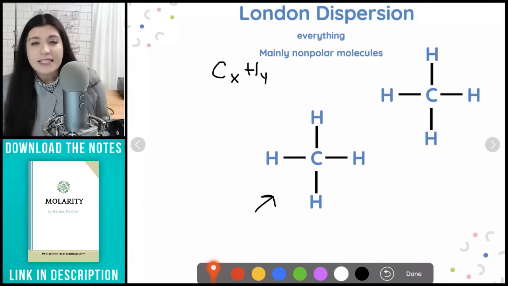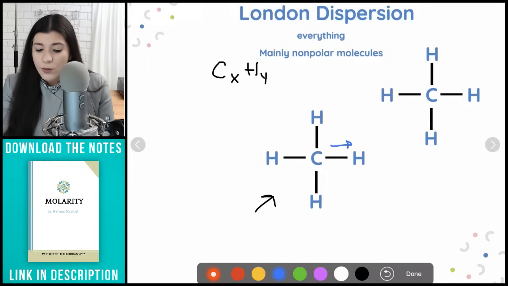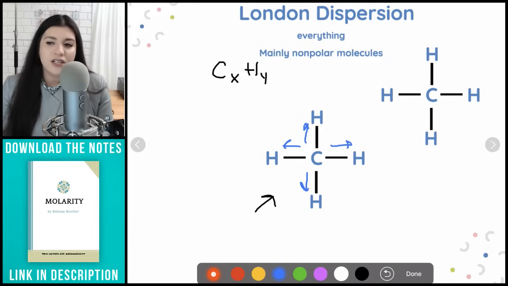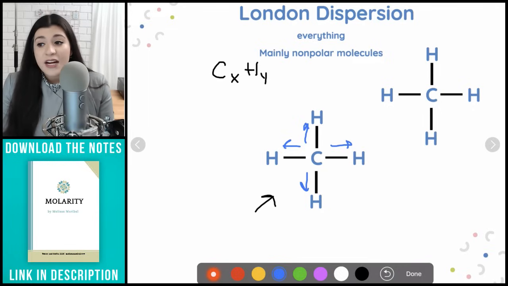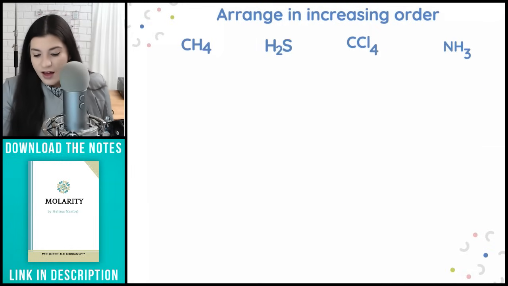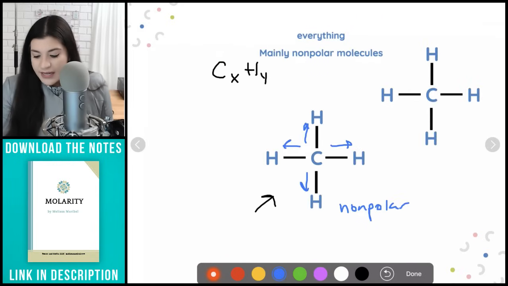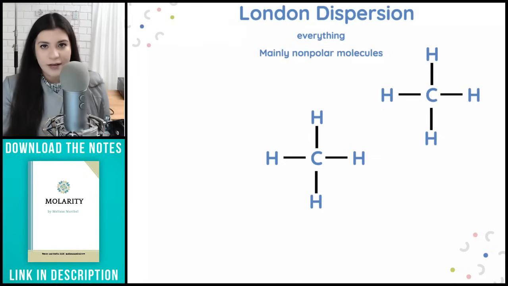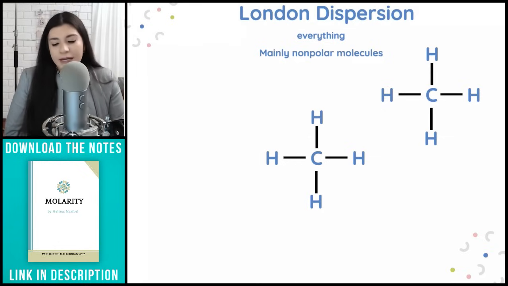Since this is nonpolar, and I know this is nonpolar because it is symmetrical, there's an equal pool of electrons in every single direction. So that equal pool of electrons cancels out, and then I know it has to be nonpolar. Technically there is still an interaction with these two. However, it's just super weak. So just know that London dispersion is the weakest.